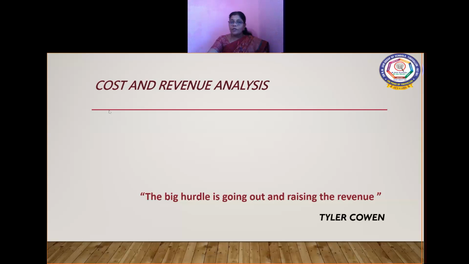So first you should know what is meant by cost. For example, if you are going to a shop and you want to buy something, you have to spend. So that is cost. And revenue, for example, if you are running a business, selling a product or a commodity, the income that you earn by selling that product is called revenue. So in this chapter, we are going to discuss cost and revenue, how we are going to analyze and calculate the cost and revenue.